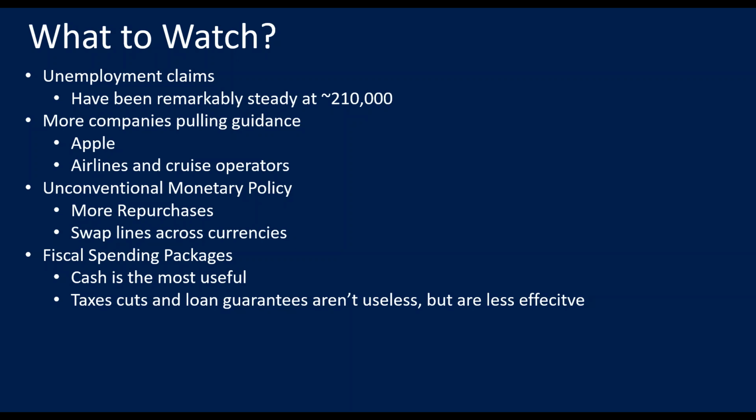Another thing to watch for is more companies pulling their guidance. Apple sort of kicked this off a little bit. Airlines and cruise operators have been doing it. American Airlines not only pulled their guidance, but they said they're cutting domestic flights by 7.5% this month and cutting international flights over the summer by 50%. So the airlines are just getting whacked here, and Boeing got crushed today for a lot of reasons.